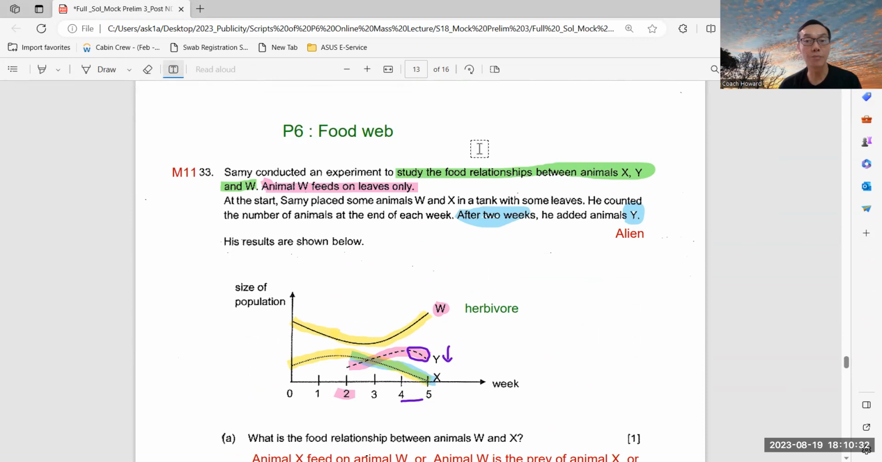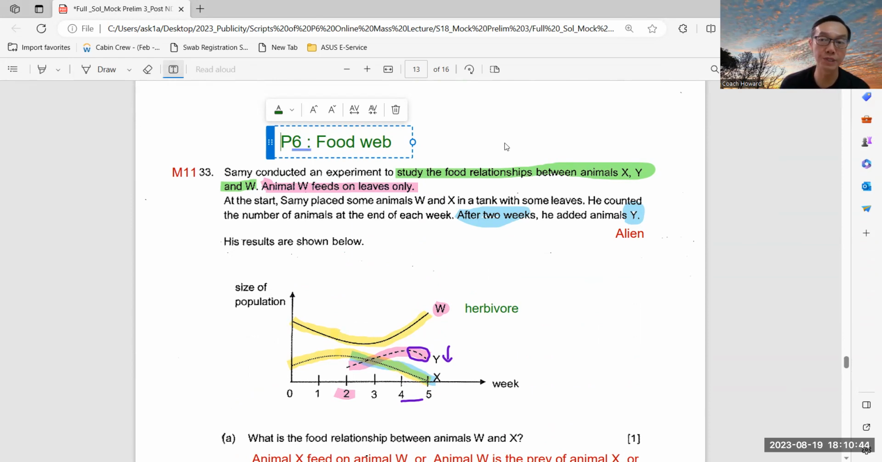Okay, by the way, this topic was removed during the pandemic. It was first tested last year. So this year, I believe there'll be a similar question on food web coming up. I hope this question will appear in the 2023 PSLE examinations, so we can get full marks for this one.